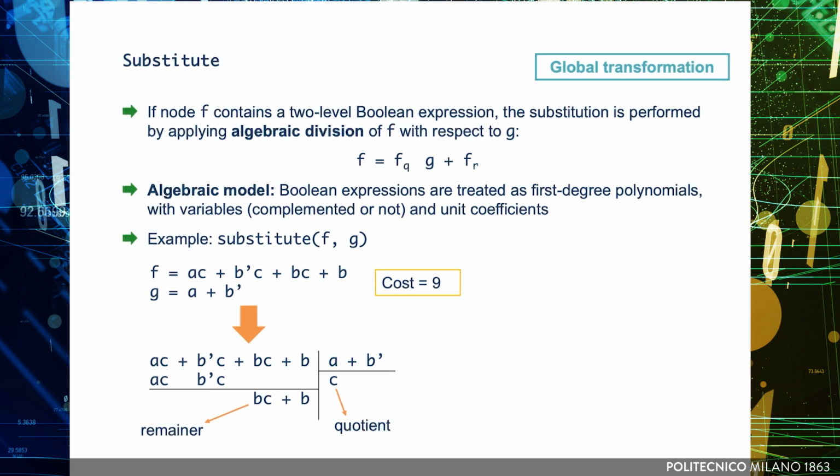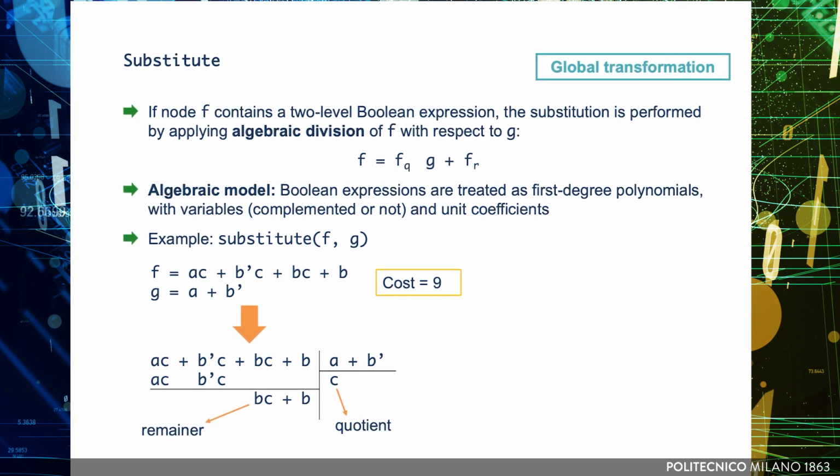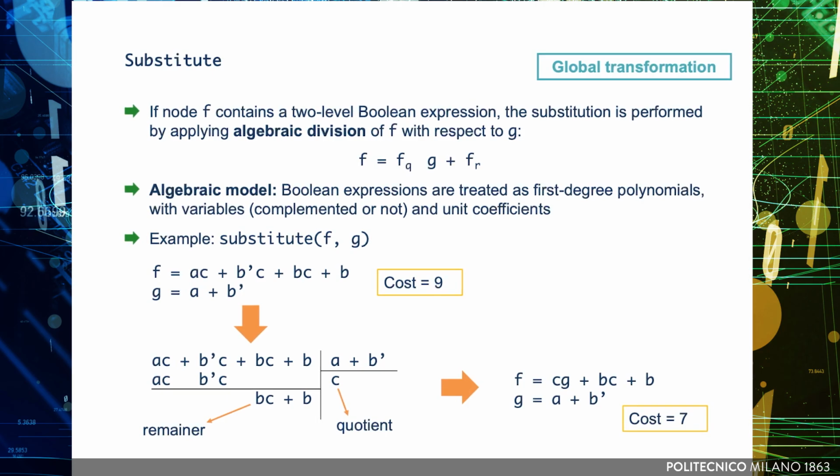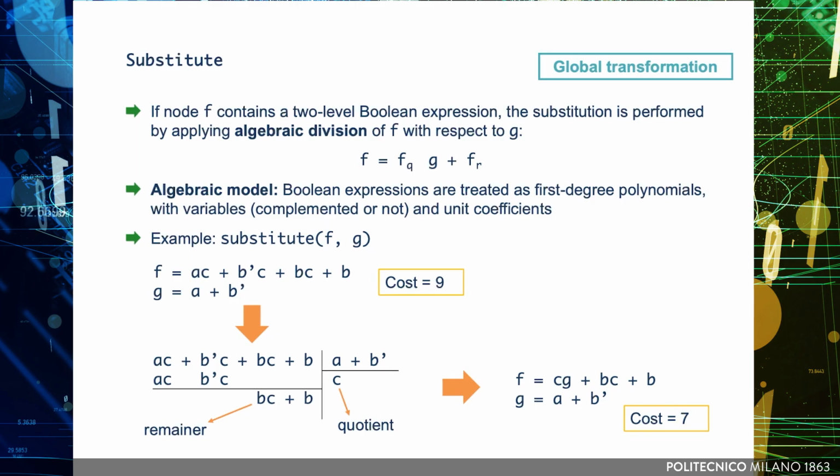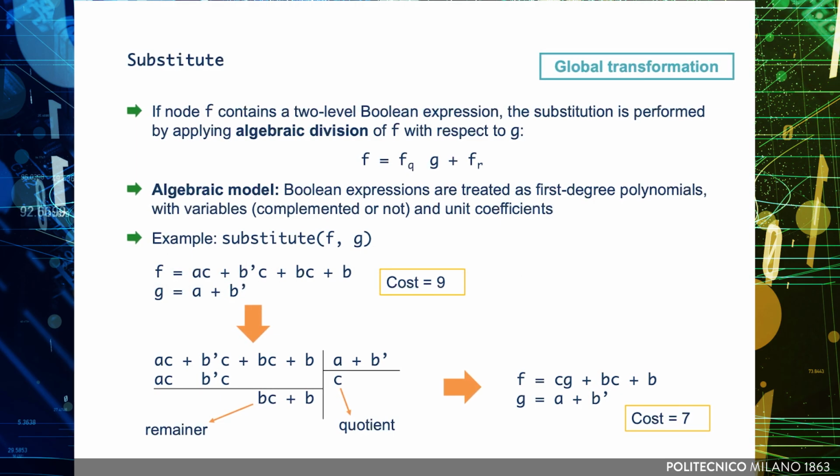So, we stop here, having obtained a quotient equal to c and a remainder equal to b and c or b. These are the final expressions. Note how f has been rewritten and the total cost has improved, now reduced to 7 literals.